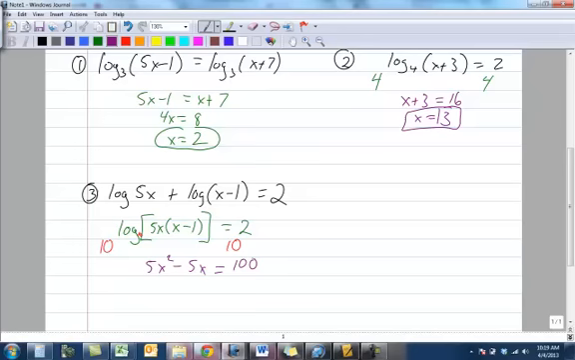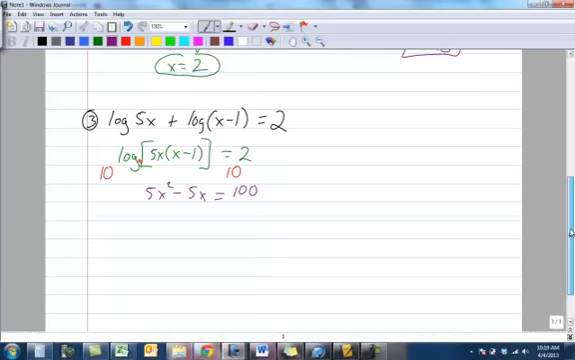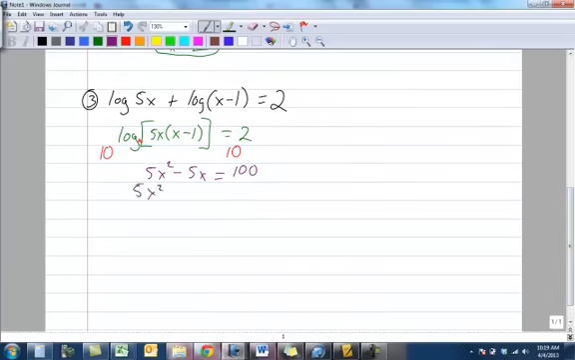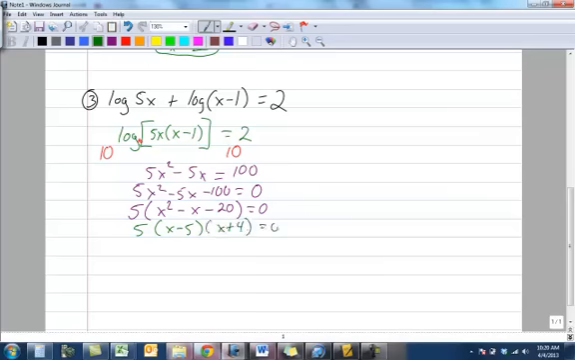Uh-oh. We got x squared and x. We're going to have to factor. So this is 5x squared minus 5x minus 100. Get it equal to 0 first. Let's see if this factors. The first thing you always look for is GCF. 5 times x squared minus x minus 20 equals 0. We get 5 times x minus 5 times x plus 4. Multiplies to negative 20, adds up to negative 1. So that means x is 5 and negative 4. Those are our two solutions.